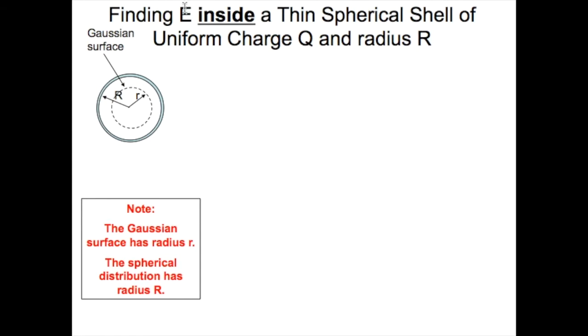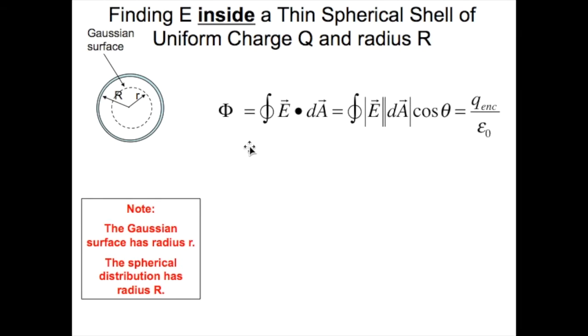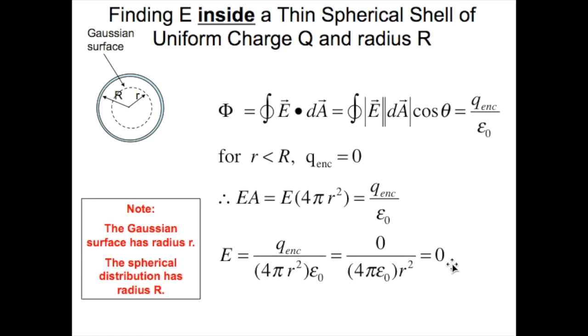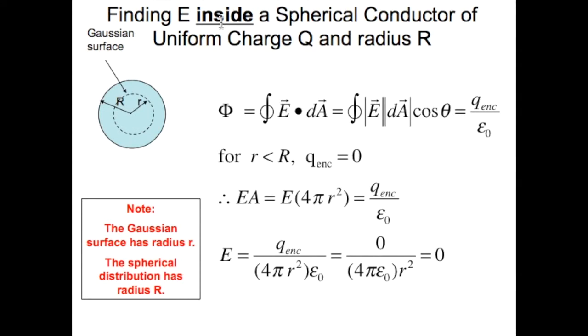Now finding the electric field inside of a thin spherical shell of uniform charge Q and radius capital R. So now we're inside. So for little r less than big R, in this case, Q enclosed is 0. So therefore, that means that the electric field is 0. That's it. And what about inside a spherical conductor? Well, if it's a spherical conductor, again, all of the charge goes to the outside. And so it's like a shell in terms of its charge. So again, the electric field is just 0 anywhere inside of this solid spherical conductor.